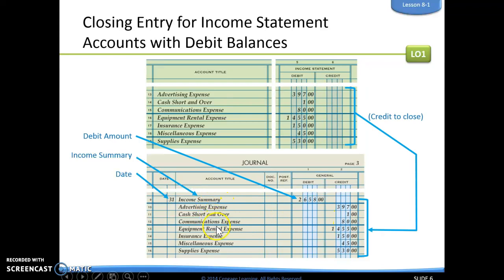We're then going to put in all of our accounts that we are closing, and we're going to credit all of those accounts. The way that I get this income summary debit amount then is I'm going to add up all of these accounts, and that is going to be my one debit to income summary. Again, I do not have a source document here because this is a closing entry.